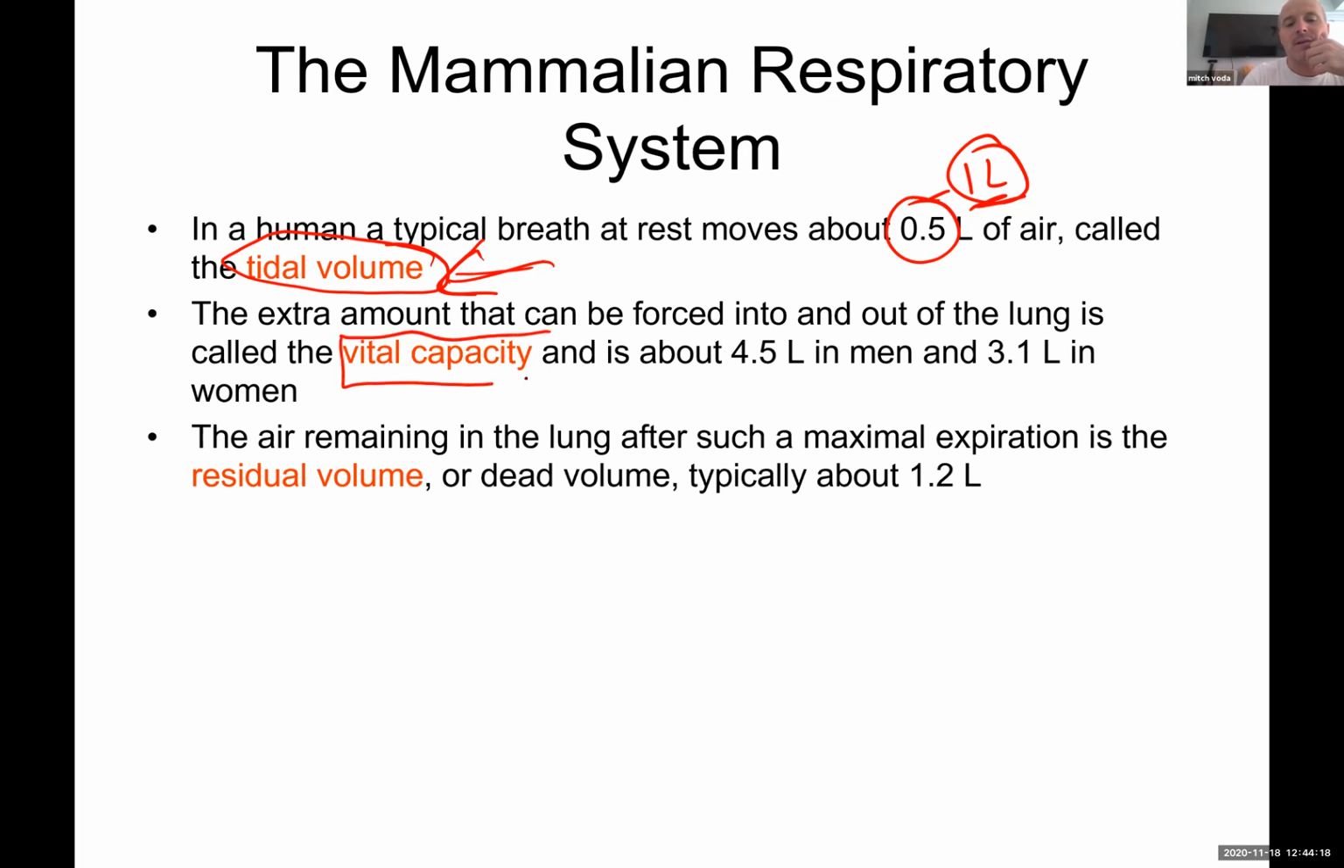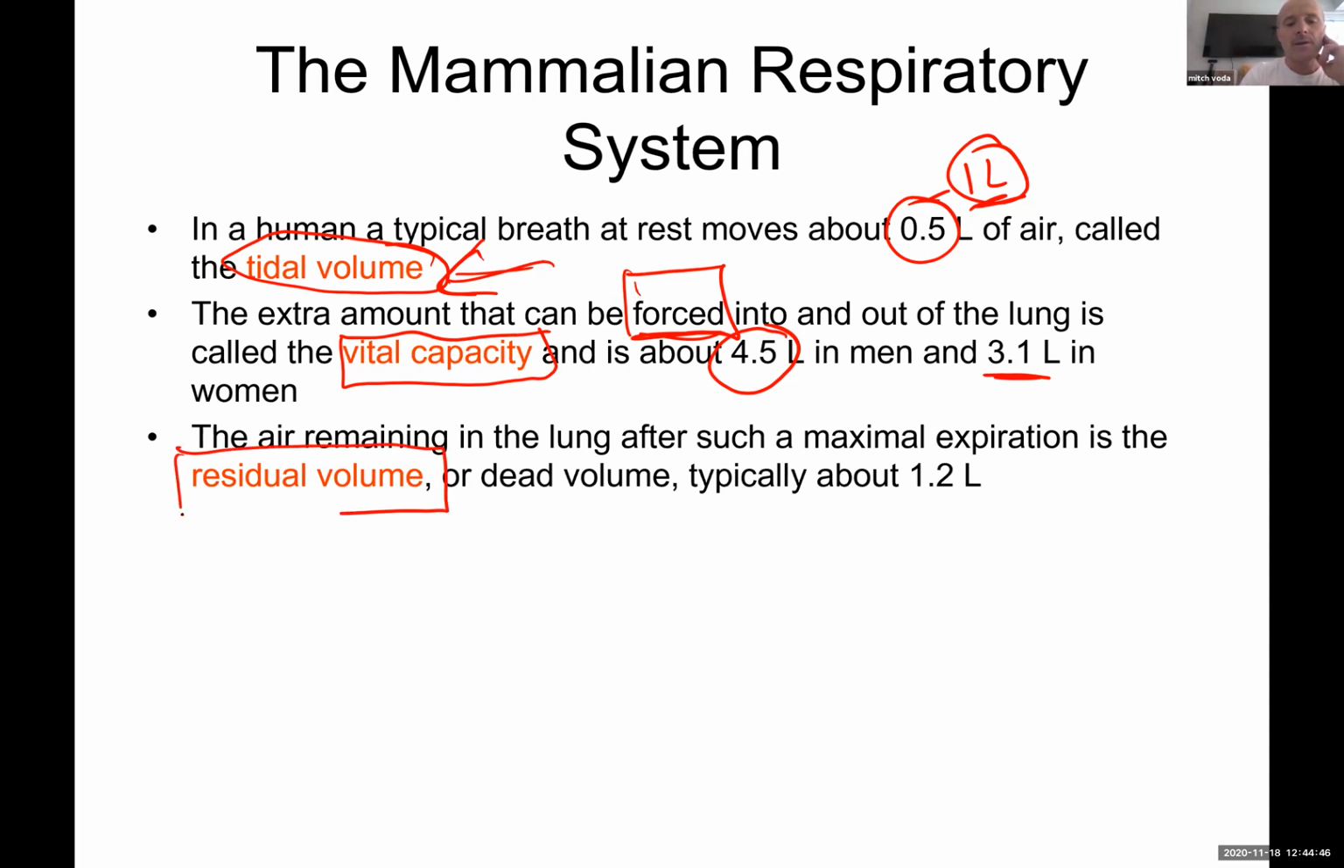Vital capacity is the maximum amount that we can, and this is the keyword, force. So it's basically one of those breaths where you breathe in forcefully. You try to take as much air as you can inside. Males have a vital capacity of about 4.5 liters, and females a little bit less, between 3 to 3.5 liters.